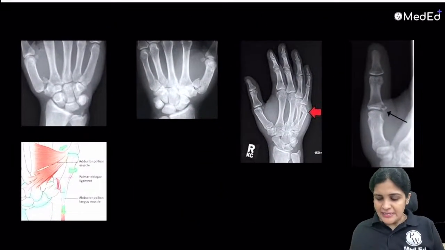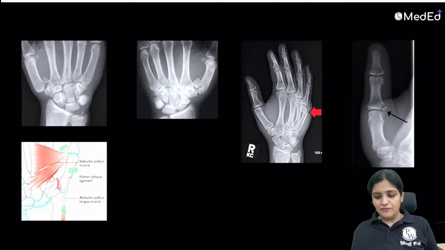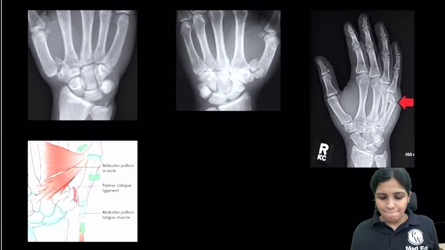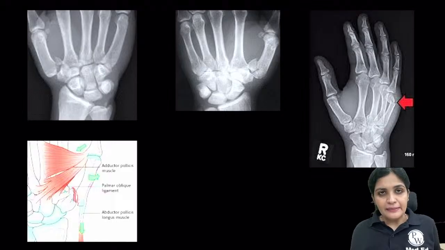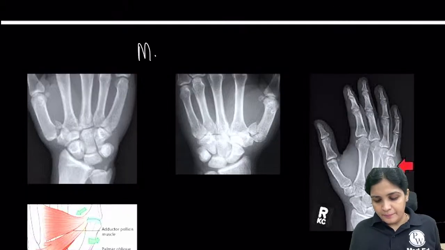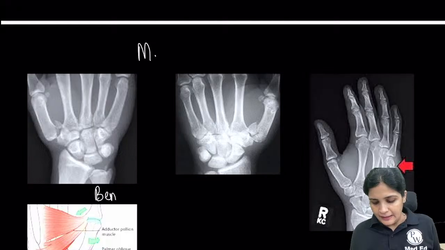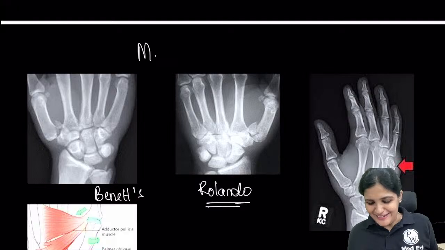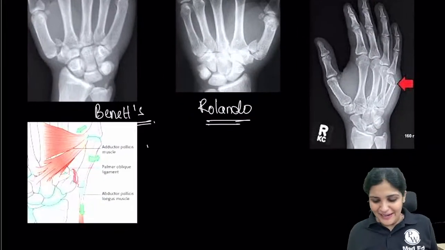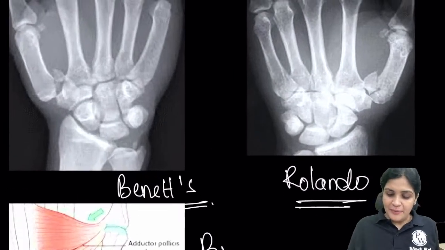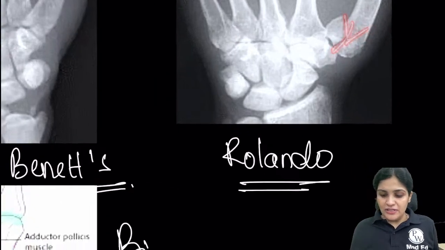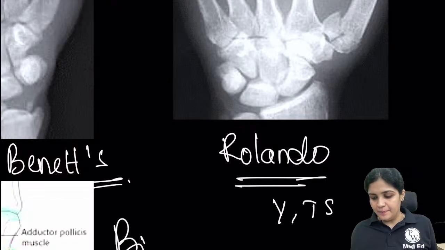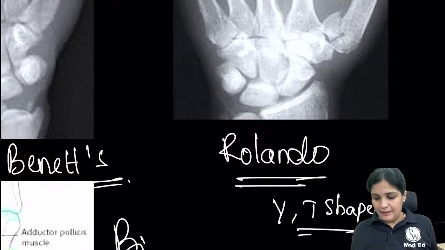Good. Then what is this? Two important fractures which can confuse you. So what is the name of the first one? Thumb. I mean your Bennett. Yes, Bennett's and Rolando. Bennett's and Rolando. So Bennett's, remember, Bennett is bi, so there are two fragments here. Rolando is 3, so this is Y or T-shaped, a complete fracture. Okay.